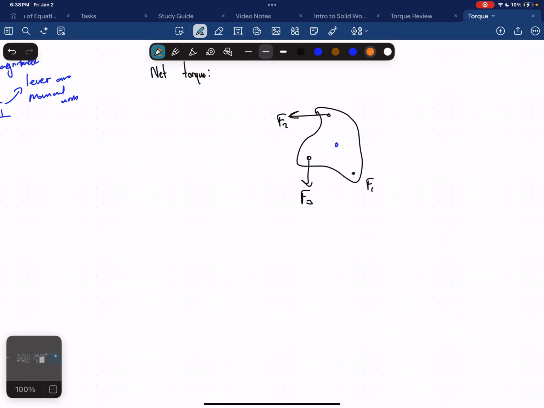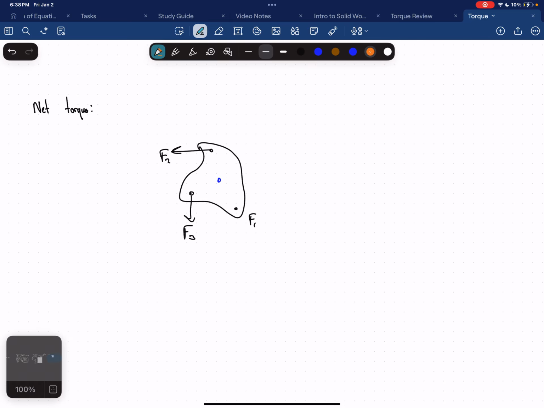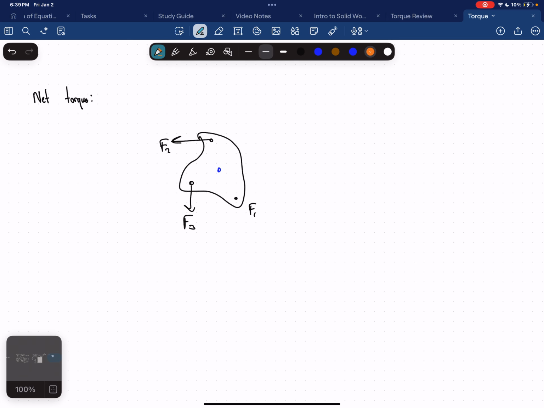And net torque. All right, net torque. Remember, this is really important. So what we saw, the factors that contribute to a large torque, a force, radius, well, that's really important. But the net torque on a system is really just the sum of all the torques acting on a system.